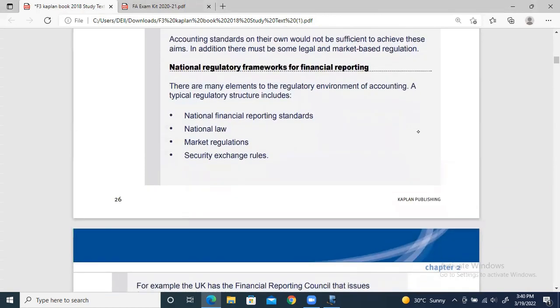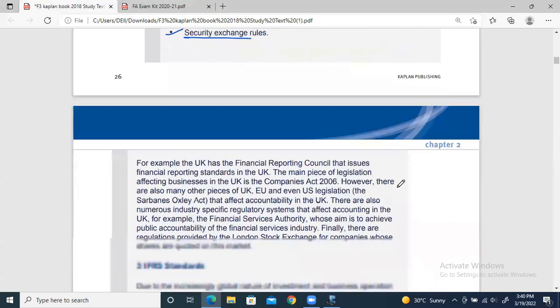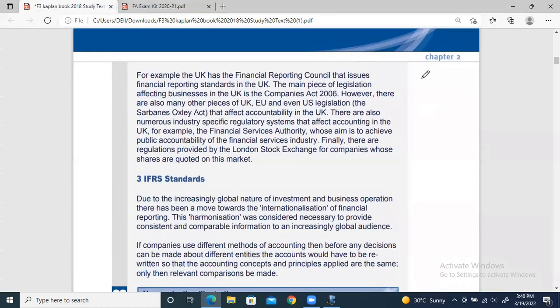Now, national regulatory frameworks for financial reporting. So there are 4 kind of, don't look at this everything in detail. We just have to understand it, just for the sake of this chapter, because I don't think this topic is much asked in the exam. Okay. So national financial reporting standard, because in every country, nationally they're followed as well. Then national law is followed as well, market regulations and security exchange rules. So all of these basically influence the regulatory framework, right? This example, you can read it yourself. It's not important over here.